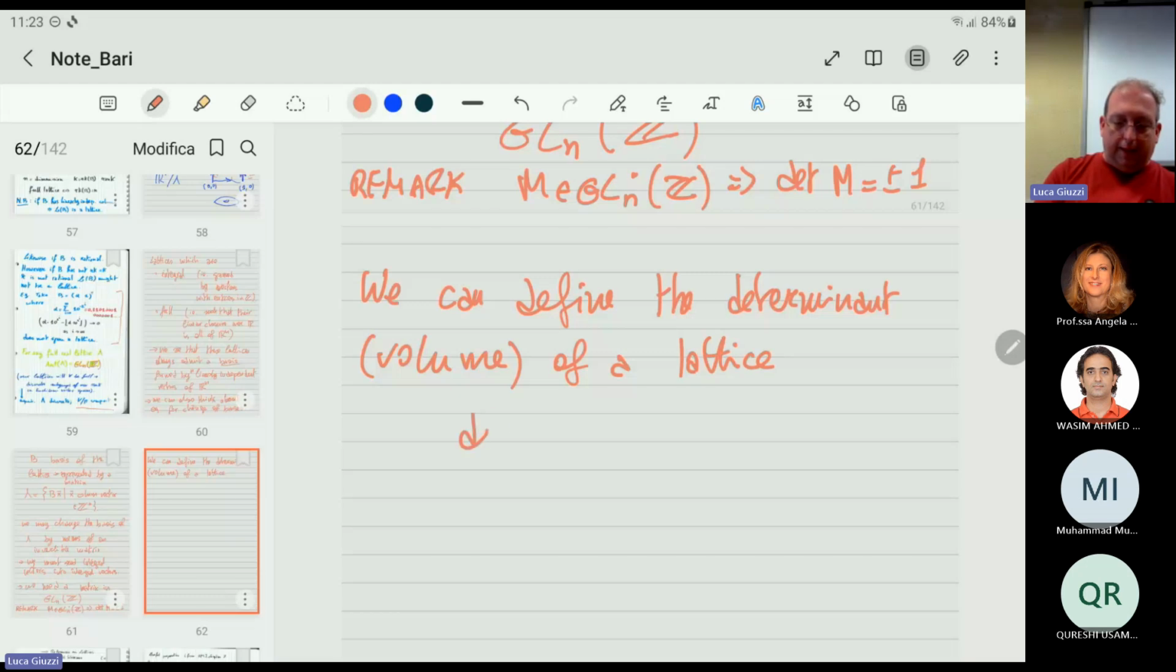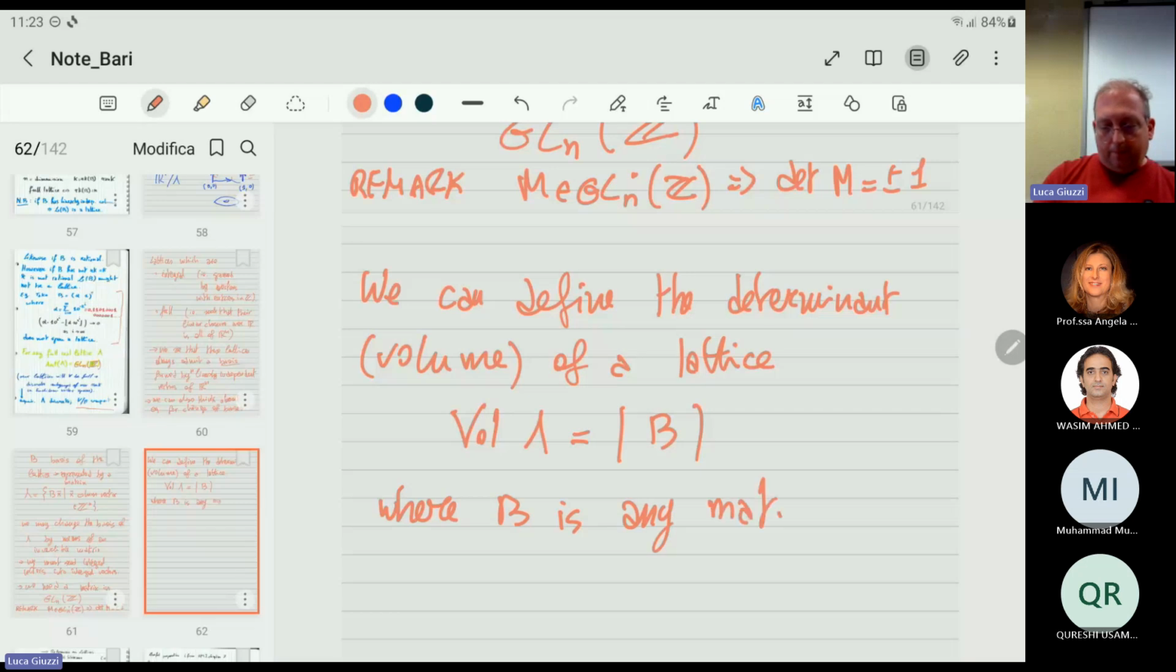as, let's say, that volume equals the modulus of the determinant of B, where B is any matrix representing a basis.